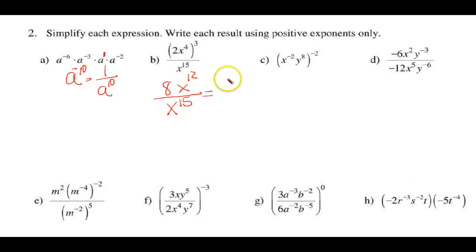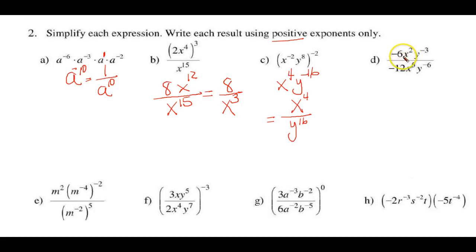And when we simplify, we want positive exponents. 8 is left in the numerator. We bring this down, becomes a negative 12. So this is x to the third. Now we respect the signs when we're multiplying. So this will become x to the fourth, y to the negative 16. But we want positive exponents. So the x to the fourth stays up, y to the 16 goes down.